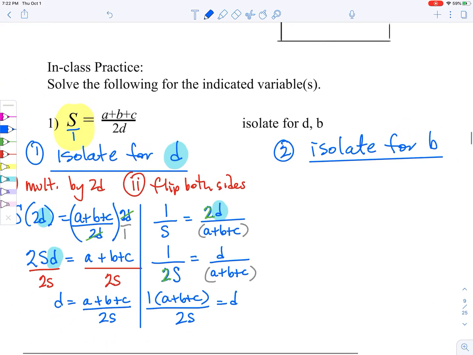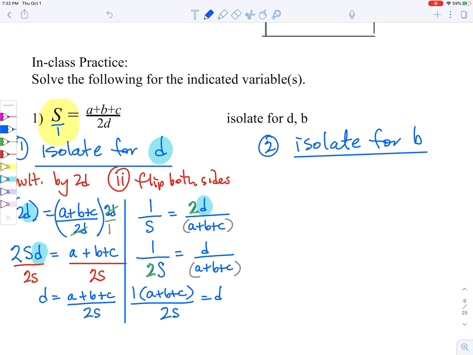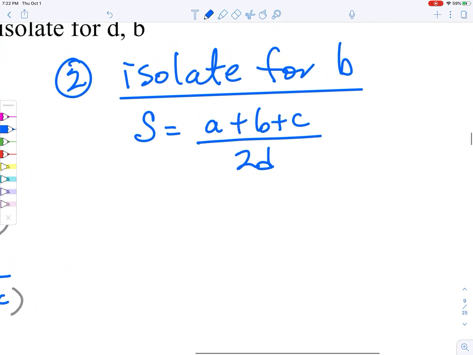If we want to isolate for b, we want to get b by itself. I'm going to rewrite it and then zoom in. S equals a plus b plus c all over 2d. If we want to get b by itself, we're going to do reverse BEDMAS or SAMDEB, remembering that there's like ghosty brackets around the a plus b plus c. So brackets are going to be the last thing that we do.